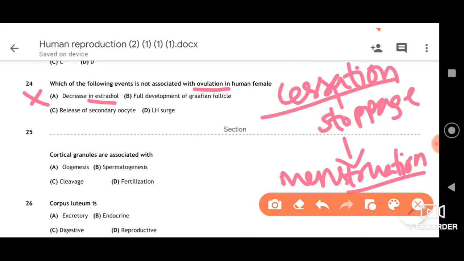Anyway, I am talking here about menstruation, but there is no question of the ovulation, my dear friends. Estradiol is not associated with the ovulation process, so you have to go for option A. That will be your right answer.